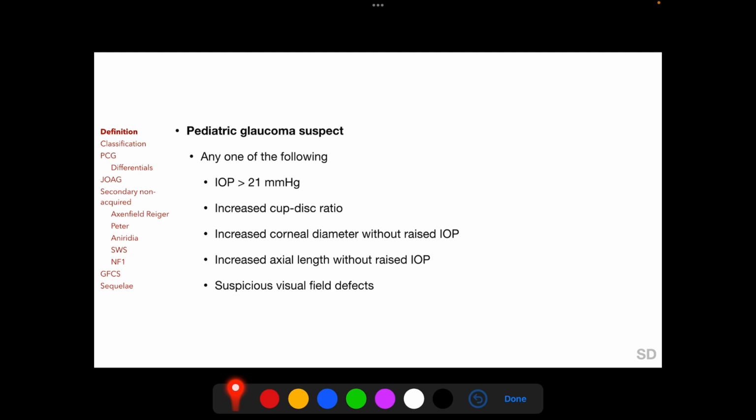And a patient is said to be a pediatric glaucoma suspect if the patient has any one of the following criteria: intraocular pressure of more than 21 millimeters of mercury, increased cup disc ratio, increased corneal diameter without raised intraocular pressure, increased axial length without raised intraocular pressure, or suspicious visual field defects.